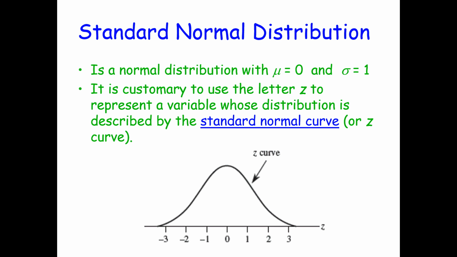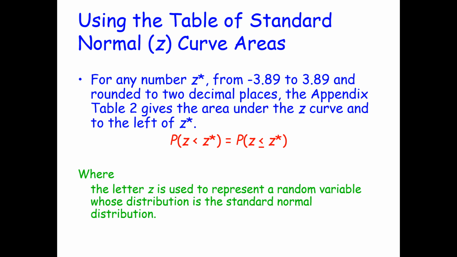Now, when it comes to using the table of standard normal Z curve areas, for any number Z star from negative 3.89 to 3.89, rounded to 2 decimal places, appendix table 2 from our book gives the area under the curve and to the left of Z star. So we're able to say that the probability of Z being less than Z star equals the probability of Z being less than or equal to Z star, where the letter Z is used to represent a random variable whose distribution is the standard normal distribution.